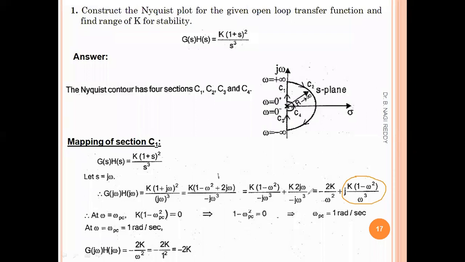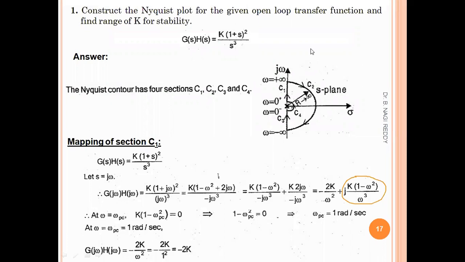Now substitute that value in the G of s H of s domain. However, here the imaginary part is 0, so we will be left with only the real part. So 2 into k by omega square. Now substitute the omega as 1 radian per second, so that we will get the expression as minus 2k. So the stability point will be minus 2k. At minus 2k, we will get the stability.